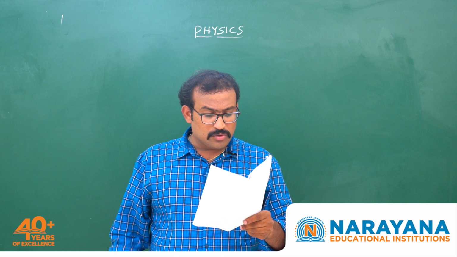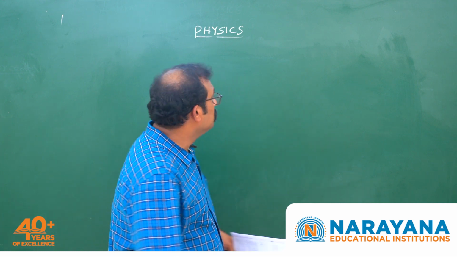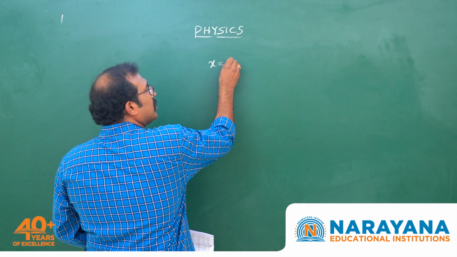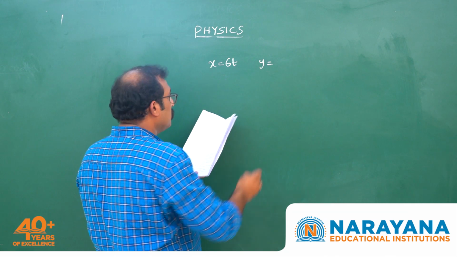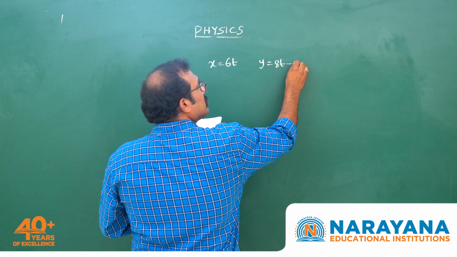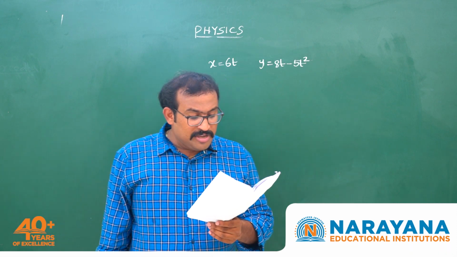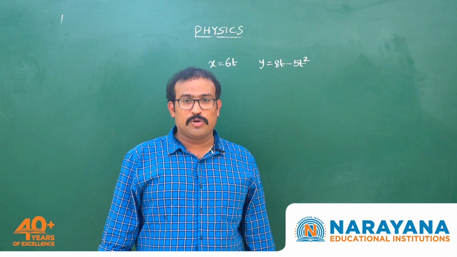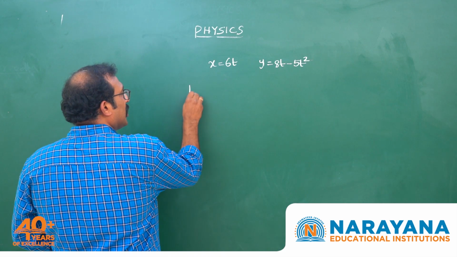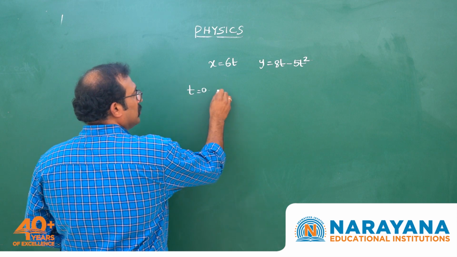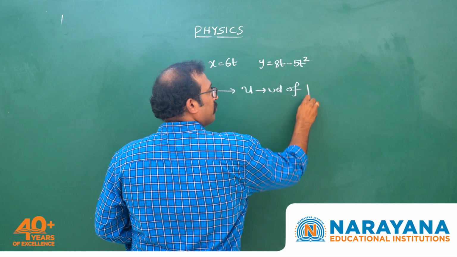Let us discuss the seventh question. Given the conditions are x is equal to 6t and y is equal to 8t minus 5t square. Here we have to find out what is the velocity of projection of the body. Velocity of projection will take place at time t is equal to 0. This is called velocity of projection.